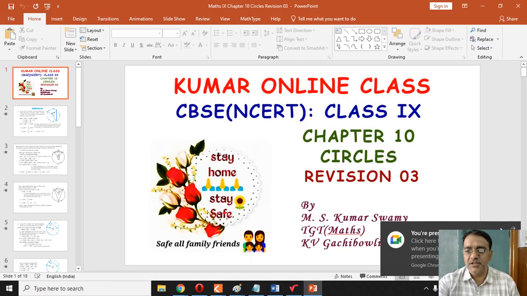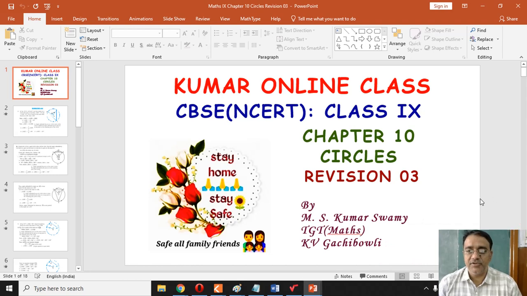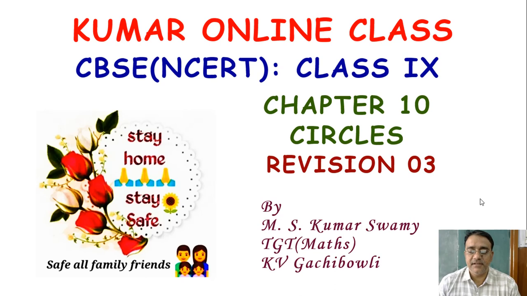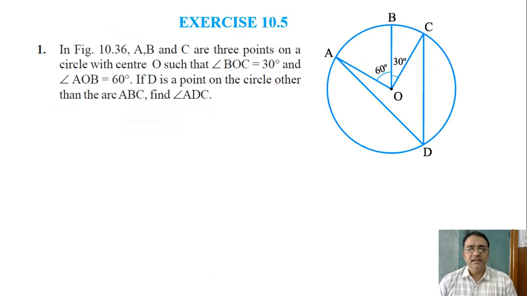Today we are going to start revision number 3 of chapter number 10, circles. Already we have completed 2 revisions and this is the last revision. We are going to complete the last exercise, exercise 10.5. Some important questions, only a few questions, are there. We'll complete all the questions. And exercise 10.6 is optional, that I'm not going to do, because we will not set questions from it.